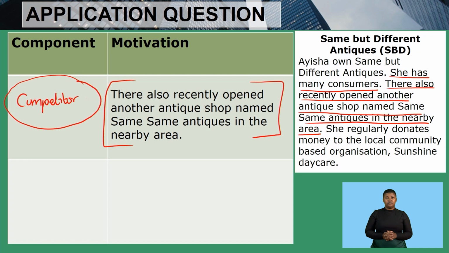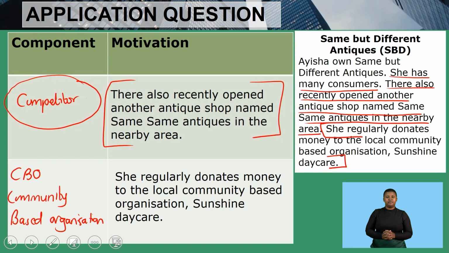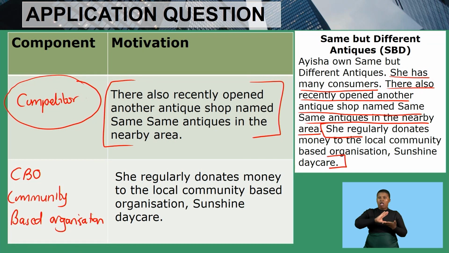Then the third option for an answer here will be the last sentence. So she regularly donates money to the local community-based organization. So our last one will be CBOs, or community-based organizations. And then again, our motivation will be that whole sentence there at the end. She regularly donates money to the local community-based organization, Sunshine Daycare.